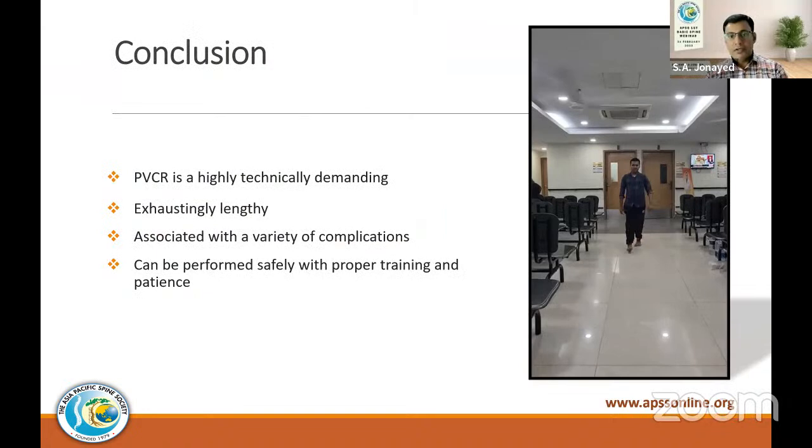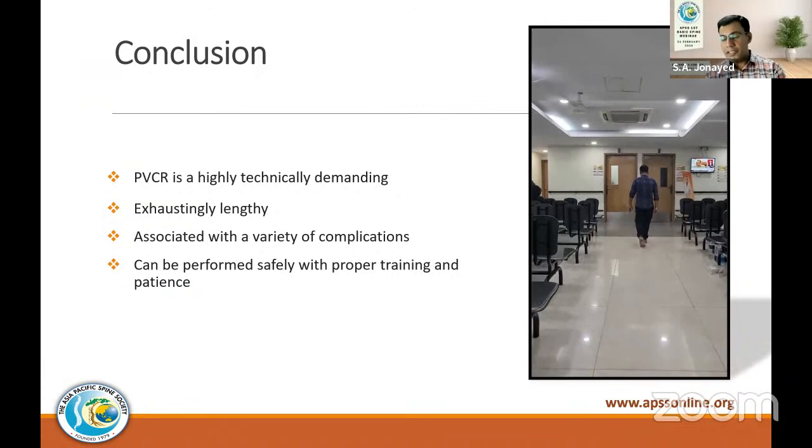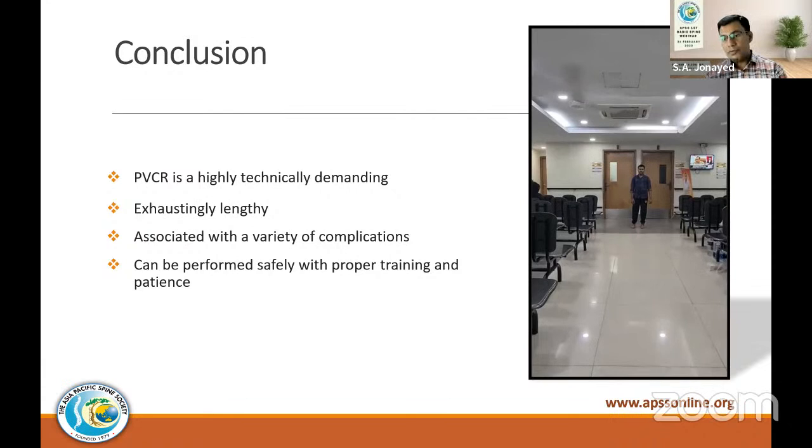So in conclusion, I would like to say that though this type of rigid deformity is a very challenging case, it can be done safely with patience, and you have to be very careful handling this case. So you need experience as well as patience. Thank you for giving me the opportunity to present this case.